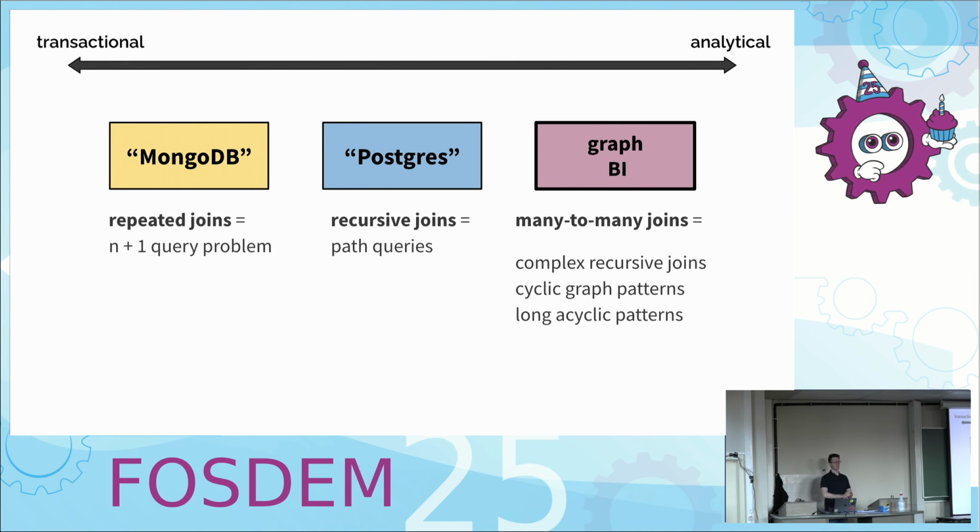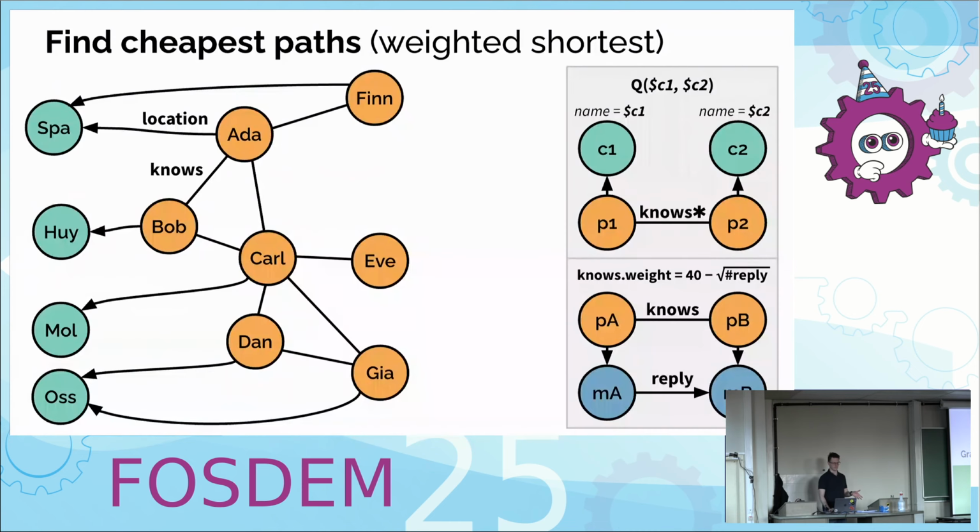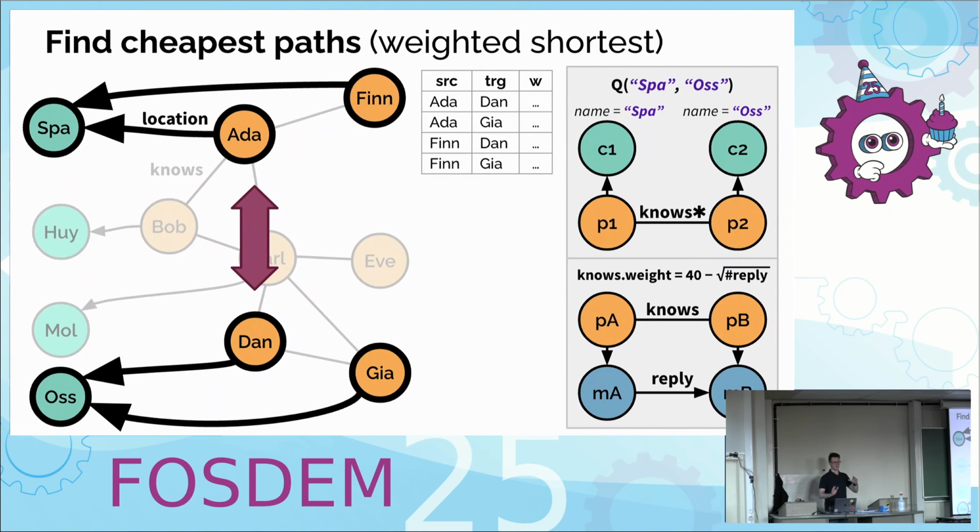And the final category is Graph BI, or Graph OLAP, if you will. This focuses on many-to-many joins, complex recursive joins, and other graph patterns. So what are complex recursive joins? Well, instead of doing shortest path, we can do weighted shortest paths, also known as cheapest path. For example, if you take our well-known social graph, we can do some crazy queries like, let's pick two cities, let's get the residents of those cities, then let's do a Cartesian product between them, and then try to find all the cheapest paths between them.